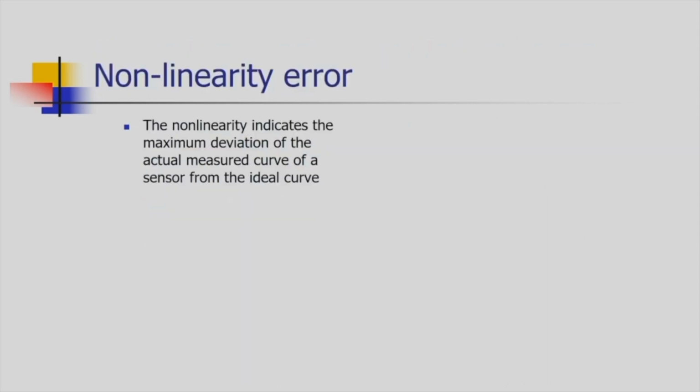The next term is the non-linearity error. The non-linearity error indicates the maximum deviation of the actual measured curve of a sensor from the ideal curve. As I mentioned earlier, the sensors are designed and manufactured in laboratories, and the designers are expecting an ideal behavior from the sensor.